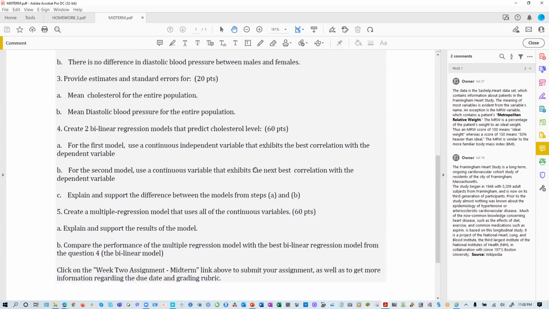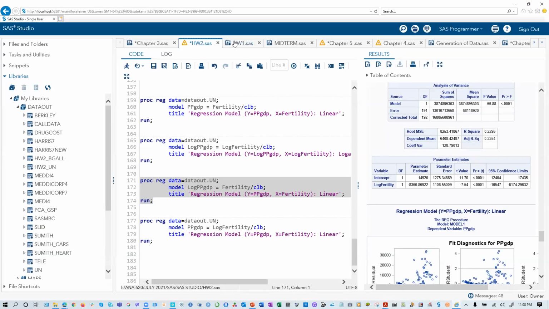Then for the second model, you're going to use the variable with the second highest correlation with the cholesterol level. And then explain and support the difference between the models from steps A and B. Create a multiple regression that uses all of the continuous variables. Explain and support the compare and contrast, so we can go through that one tomorrow. But I will show you a little bit in terms of specifics.